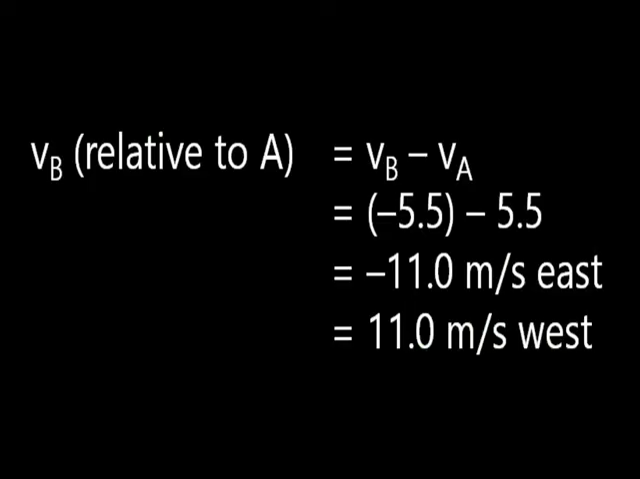So using the information from this example, we can work out Miss Betsy's velocity relative to me. Firstly, let's make east positive, which makes Miss Betsy's velocity minus 5.5 meters per second east. So from the equation, Miss Betsy's velocity relative to me is 11 meters per second west.